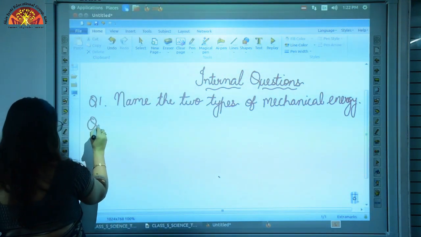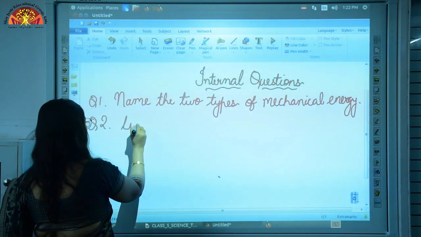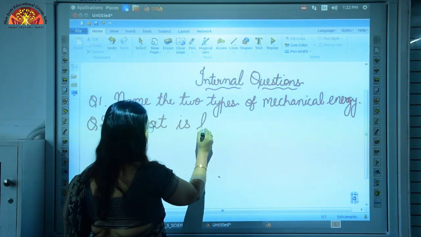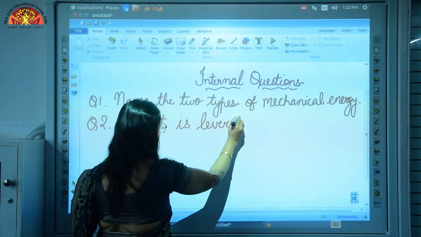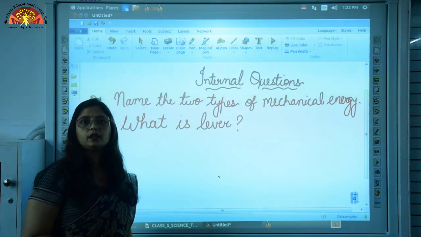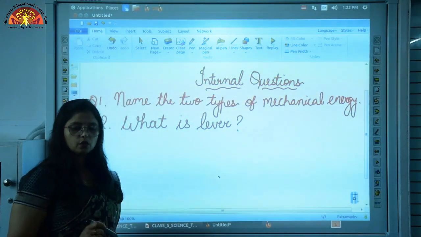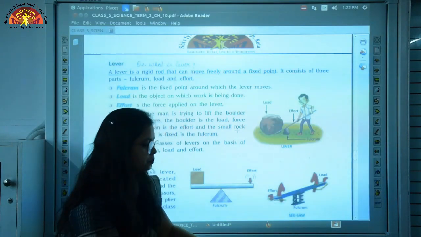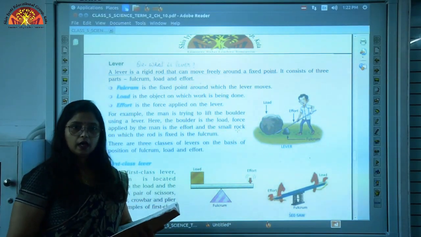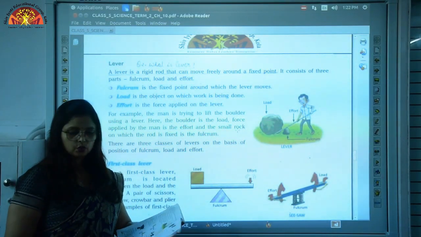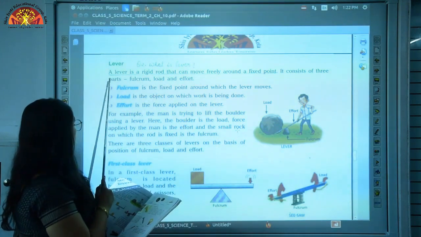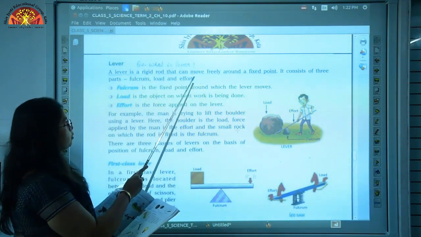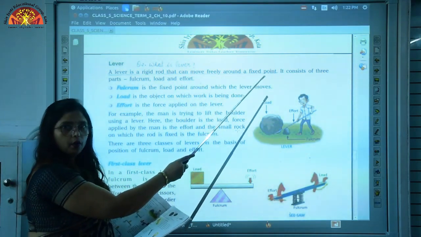So, here the question number 2 is, what is lever? I repeat the question, it is what is lever? So, let us mark this question in your book. So, children, answer to this question is on page number 92. In the first line, mark it from a lever till fixed point. Okay. A lever is a rigid rod that can move freely around a fixed point.